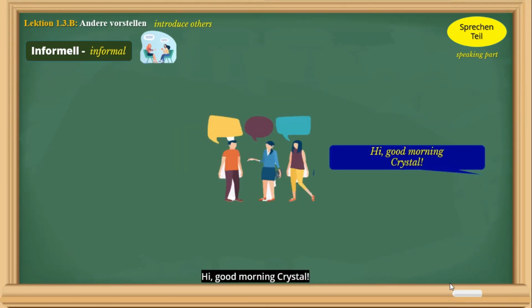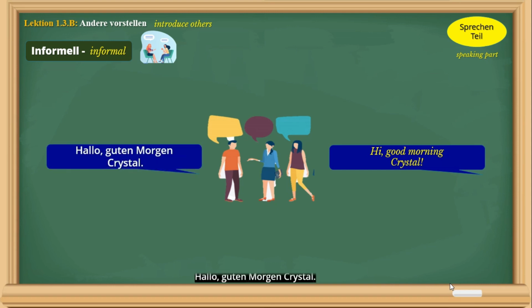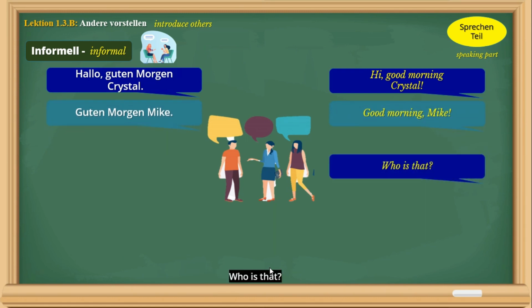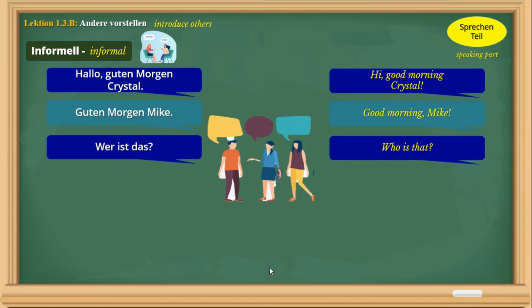Hi, good morning, Crystal. Hallo, guten Morgen, Crystal. Good morning, Mike. Guten Morgen, Mike. Who is that? Wer ist das? That is Ann. Das ist Ann.